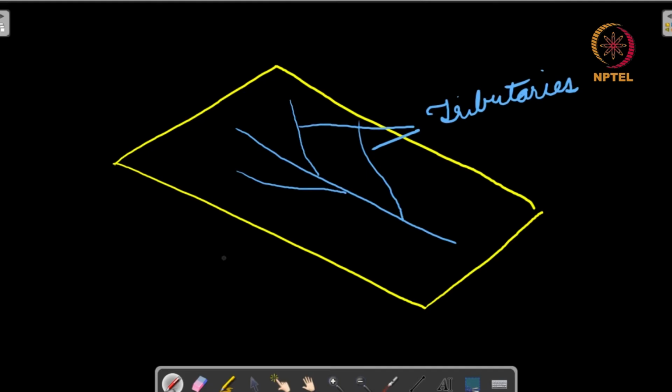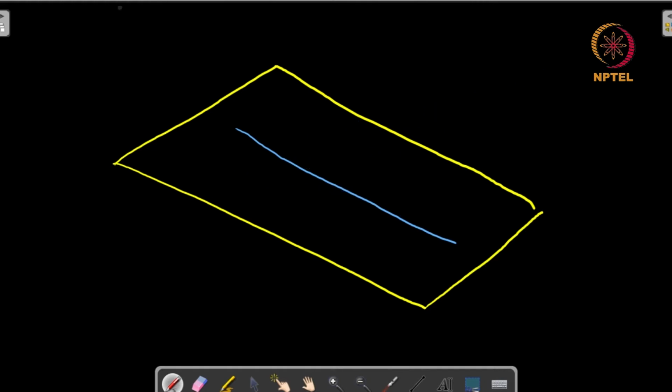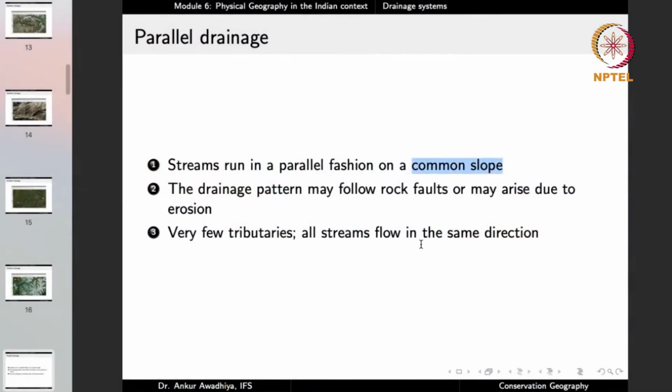But then for a stream to become a tributary, it should be joining the main stream, and this typically occurs at an angle. But in the case of the parallel drainage, you have a situation where all the streams are parallel. So if the streams are parallel, they are never going to join each other. And so either you find no tributaries, or say once in a while, because of say a small amount of slope, some streams might join, but that is the exception, not the norm.